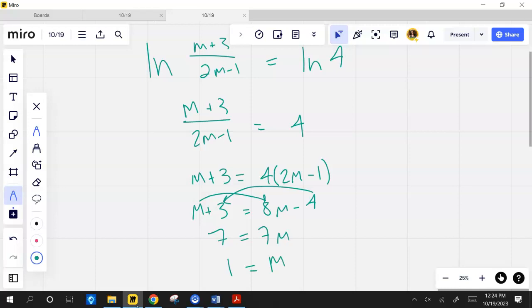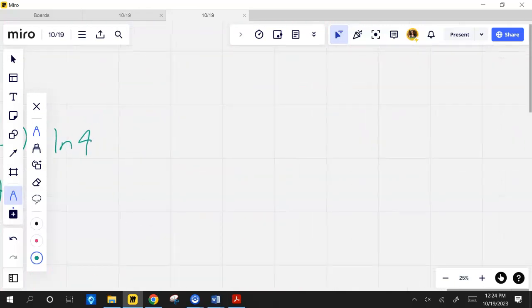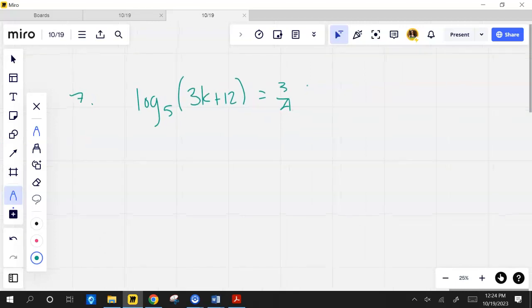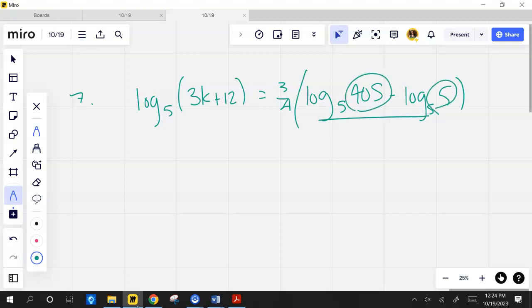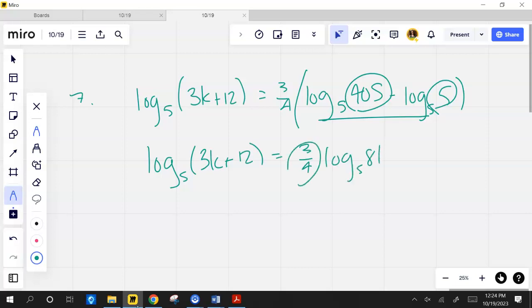Whoever asked about that one, number 7. Log base 5 of 3k plus 12 equals 3/4 log base 5 of 405. I would work in the parentheses first. So I divide 405 by 5, and what do you get if you do that? 81. So we got 3/4 log base 5 of 81. I'm going to bring this around as an exponent. And so to the 3/4 would be the 4th root of 81 and then cubed, which should give you 27.